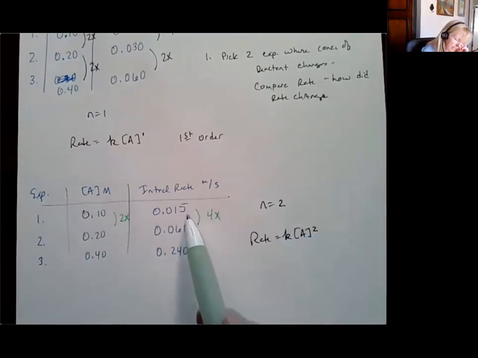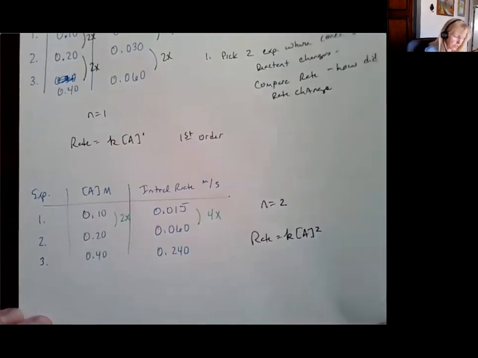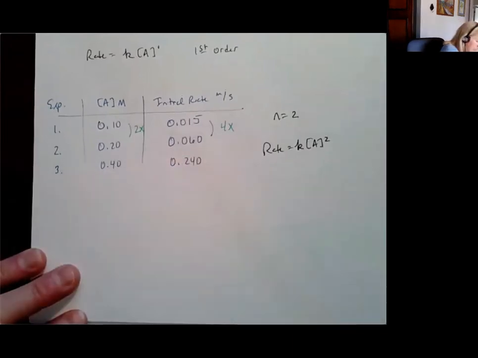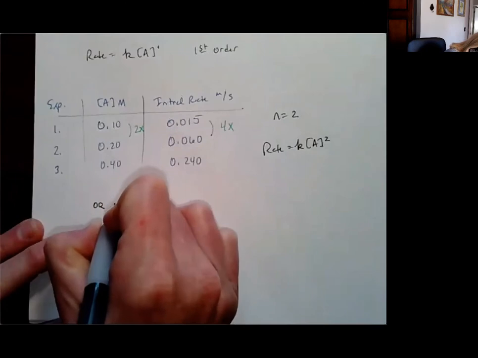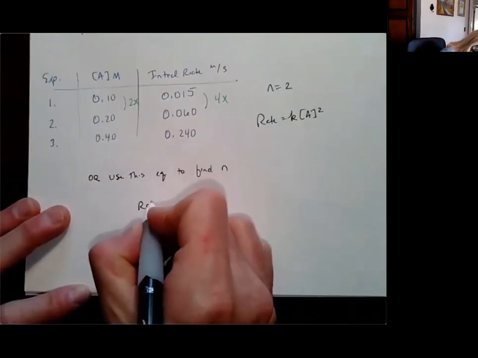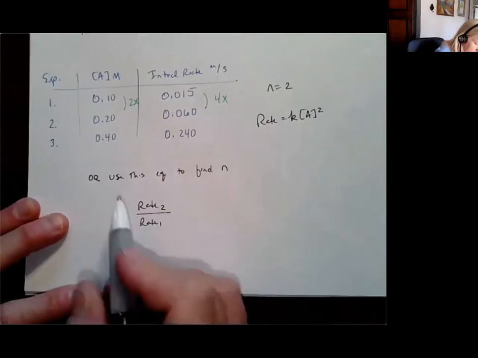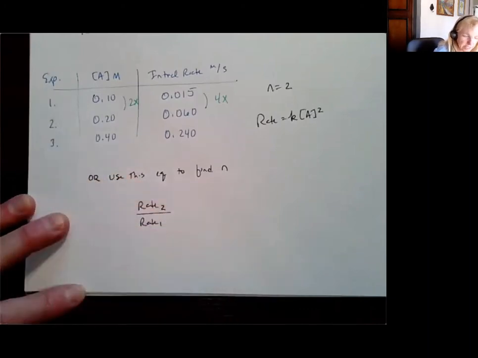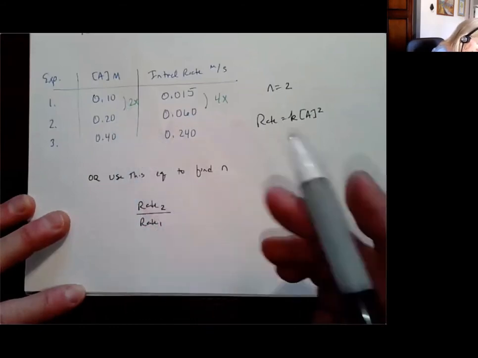If it's not easy to just look at this and find, there's a way that you can also do this mathematically, taking your rates. So it's not always easy to see what's happening here. So you can eyeball it, or you can use this equation to find N. So I have rate 2 over rate 1. So I'm just going to compare. It doesn't have to be 2 and 1, but I'm just going to pick 2 of these where I want to look at the concentration of A and how that's affecting the rate.